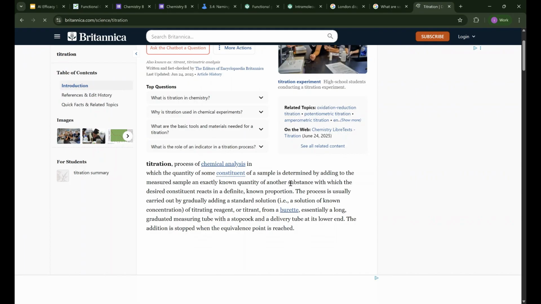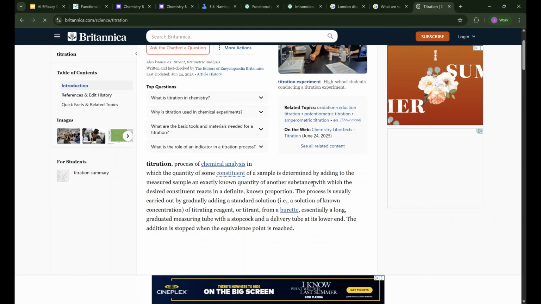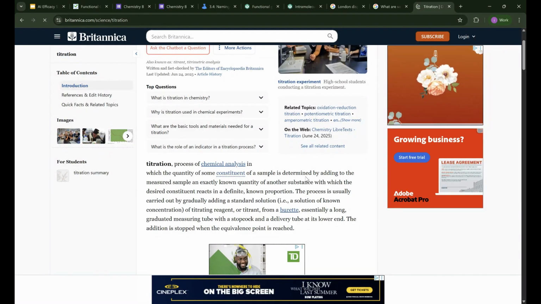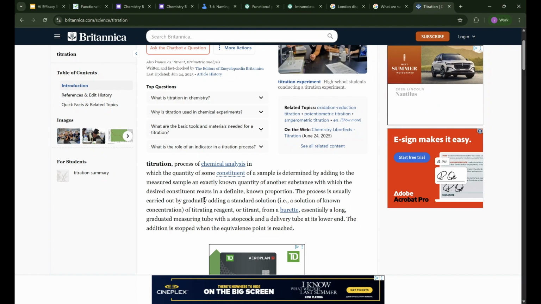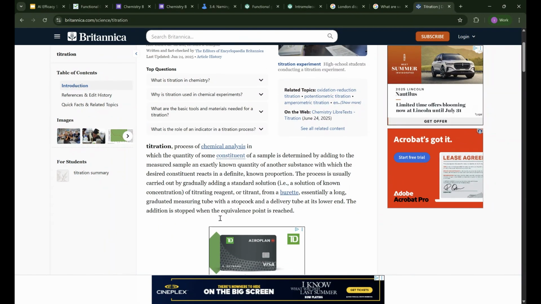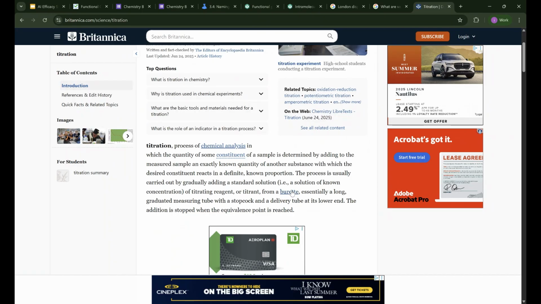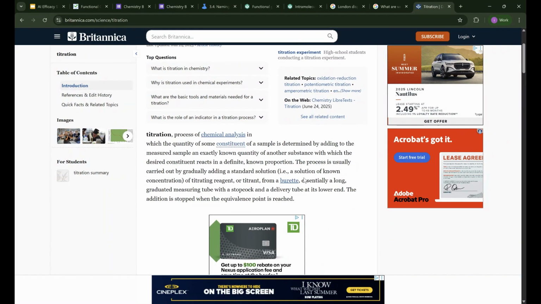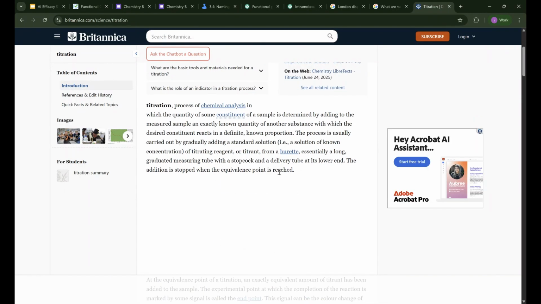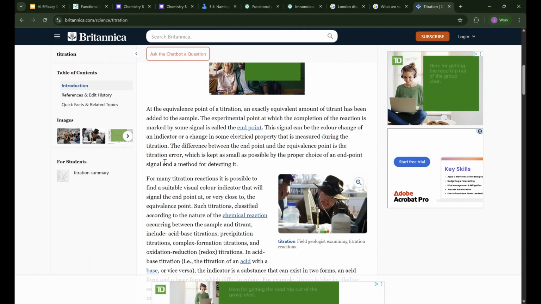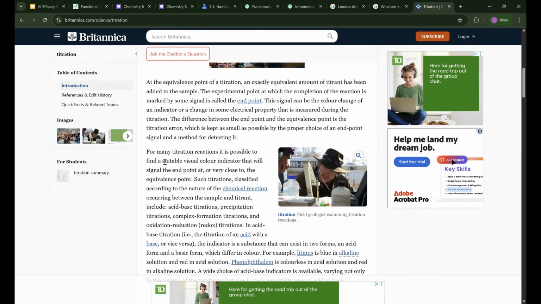So this is quite like constituent. Reagent, titrant, burette. It's all like chemistry language, which I'm familiar with, but maybe a beginner may not find it particularly welcoming. Yeah, so it might be a little confusing and hard to understand.